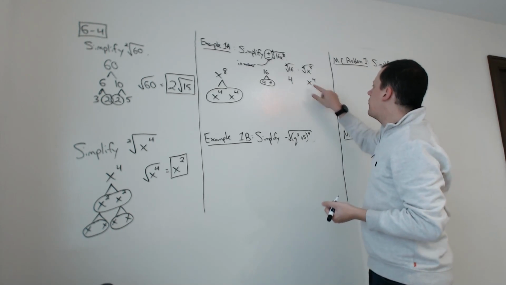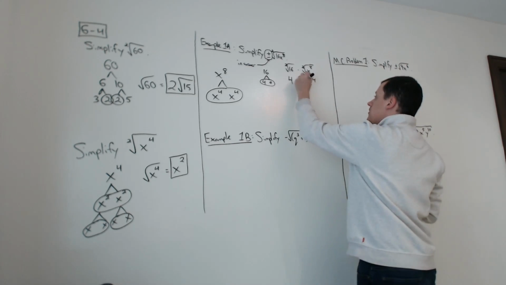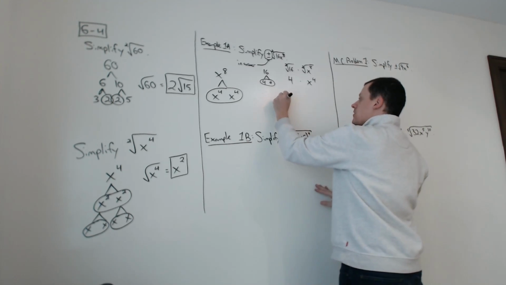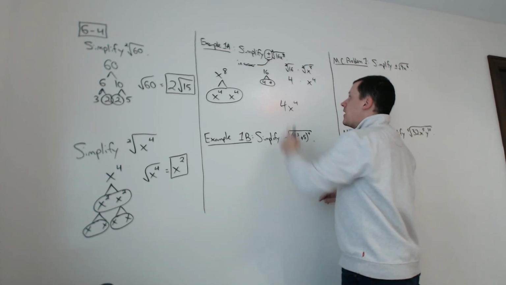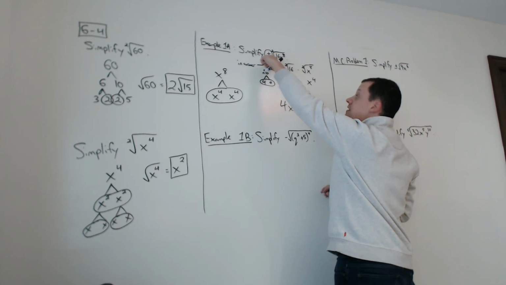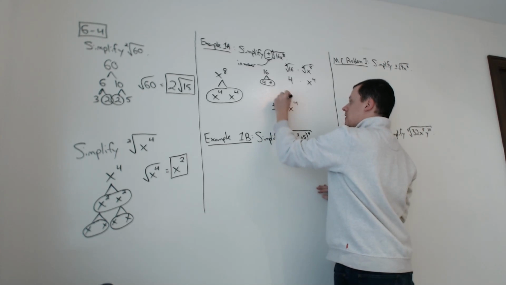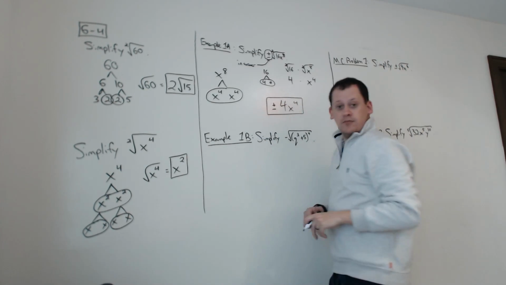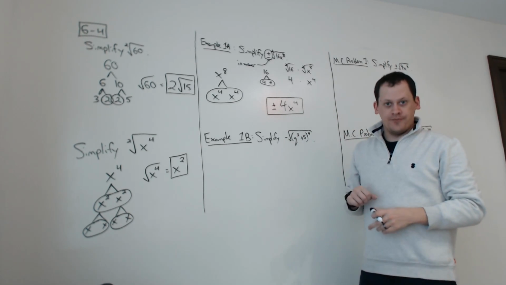Okay, so we've got 4 and x to the 4th. We're multiplying these things together. So we've got 4 times x to the 4th, which is 4x to the 4th power. And we said that we were going to put this plus or minus in our answer out front. Plus or minus 4x to the 4th.